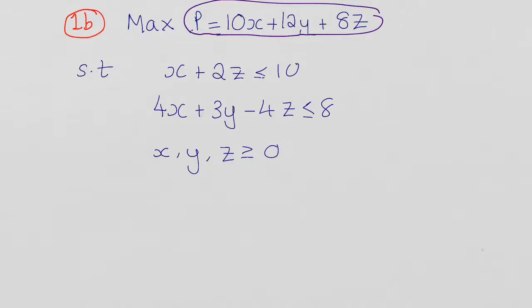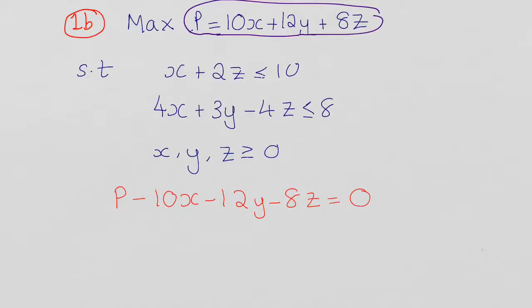So let's recap what we have to do. We've got an objective function here, and we've got 2 constraints. We have to rewrite these first as equations before we can enter them into our tableau. So let's rearrange our objective function and put that equal to 0.